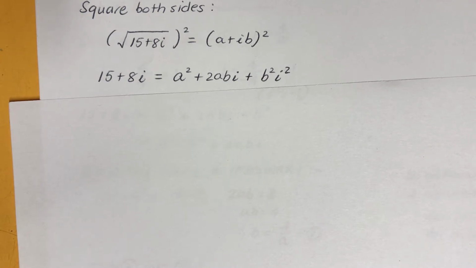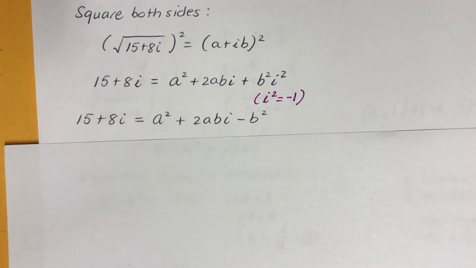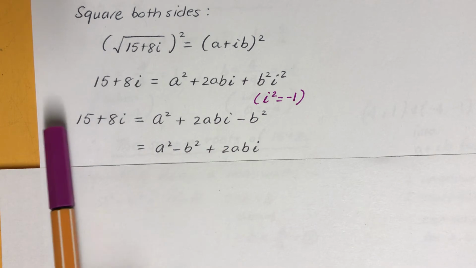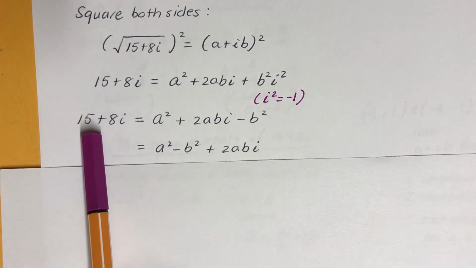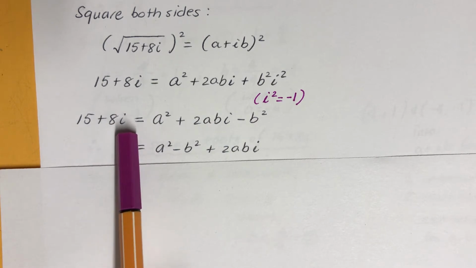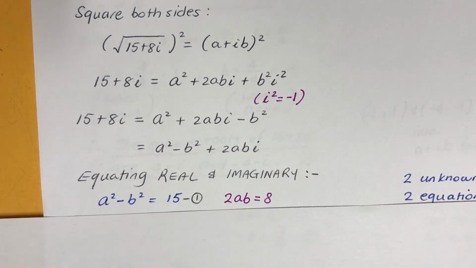The left-hand side will be just 15 plus 8i, and the right-hand side is a perfect square, so it'll be a squared plus 2abi plus b squared i squared. As we know, i squared is minus 1, so it will be like this, and I'm going to put them into the real part and imaginary part. Now we need to equate these. On the left-hand side, the real part is 15 and the imaginary part is 8. We do not include i for the imaginary part. It'll be just 8.